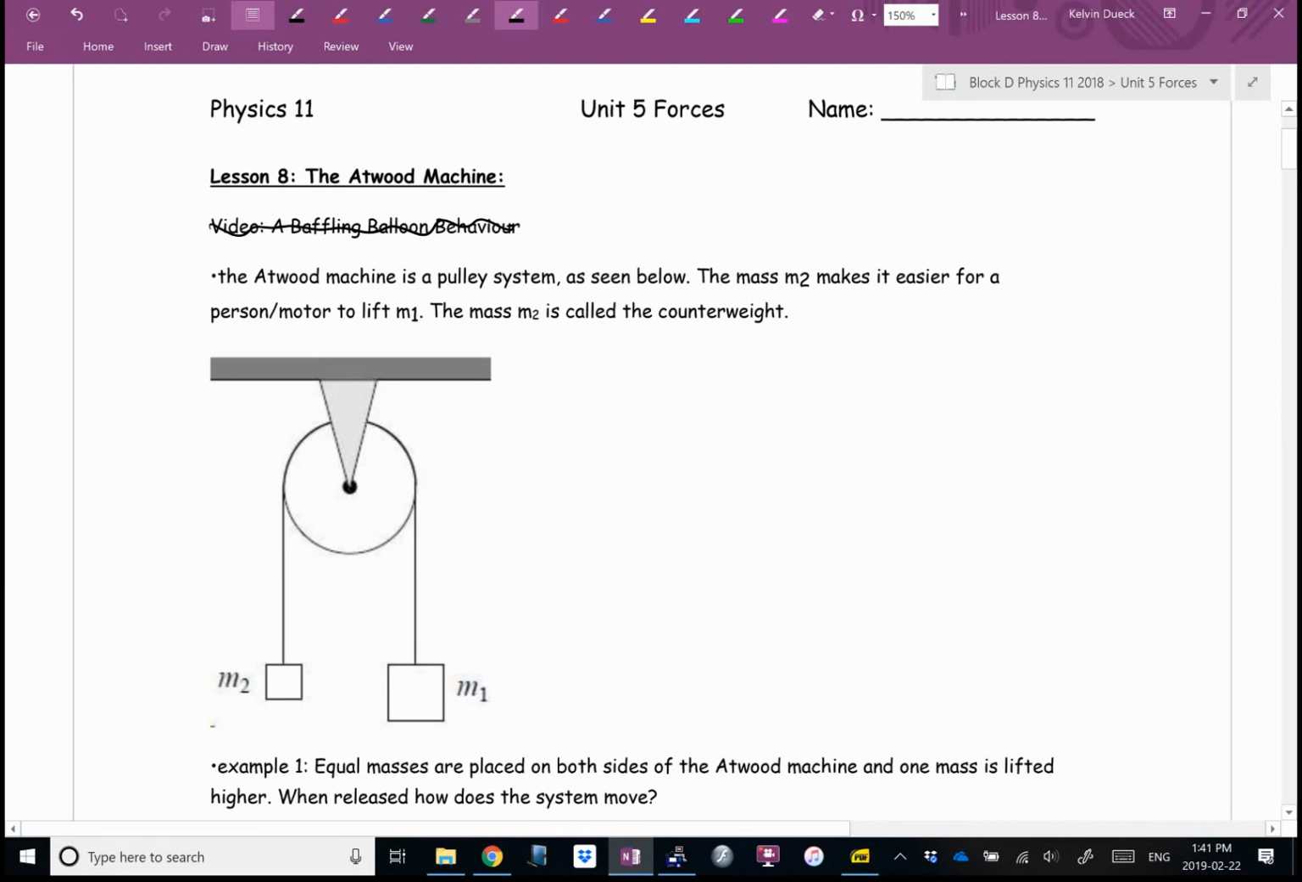We already watched it. The Atwood machine is a pulley system. And again, the key idea is two ideas. Idea number one: if M2 moves up, M1 moves down, and they'll move at the same acceleration because they're attached to the same rope. We said the other day, we're not allowed to jerk on the rope and make the rope go slack or anything like that. So the acceleration will be the same.